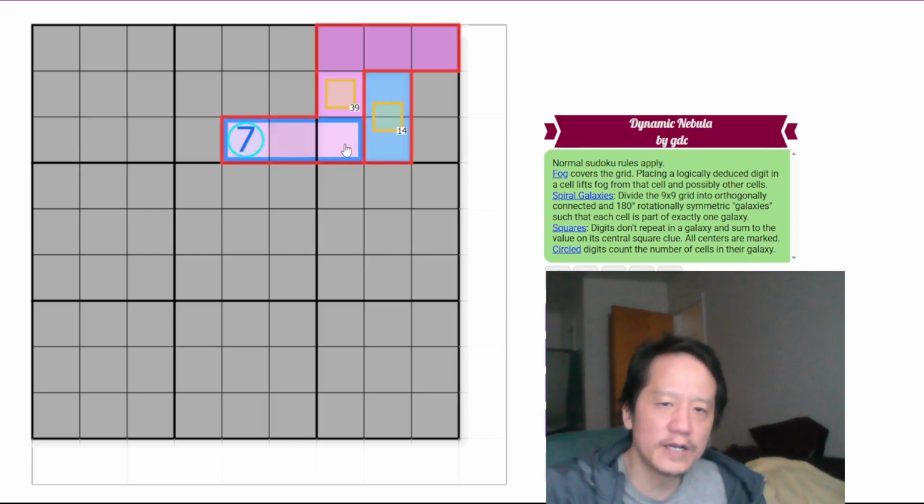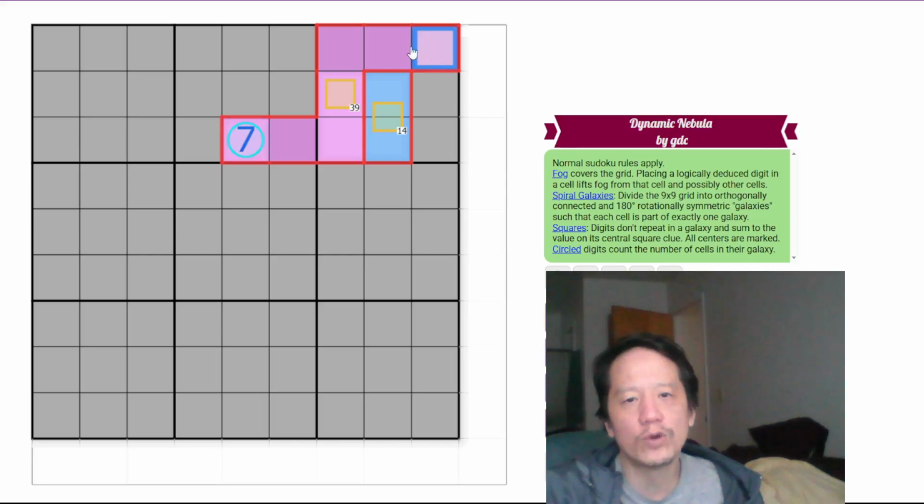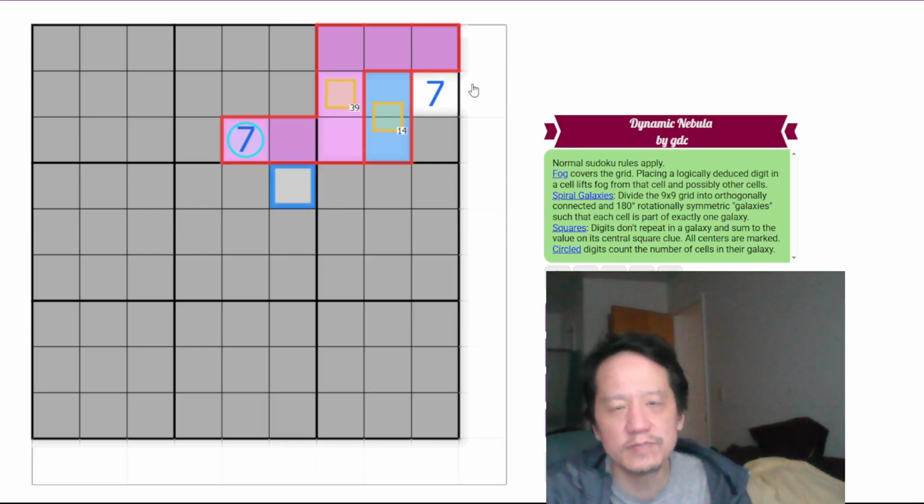7 cannot add up with another digit to add up to 14 because it would be 7 and 7, and you can't have repeats in galaxies. So 7 cannot be in this pink, the rest of this pink space. Can't be here or here. Can't be here because of this 7. Where's the 7 in box 3? It must be here. So this is 7.